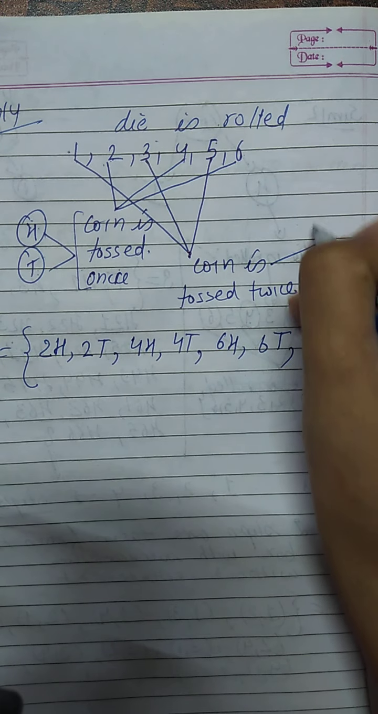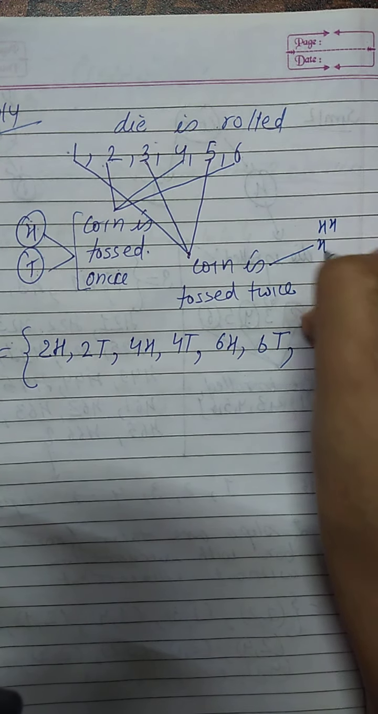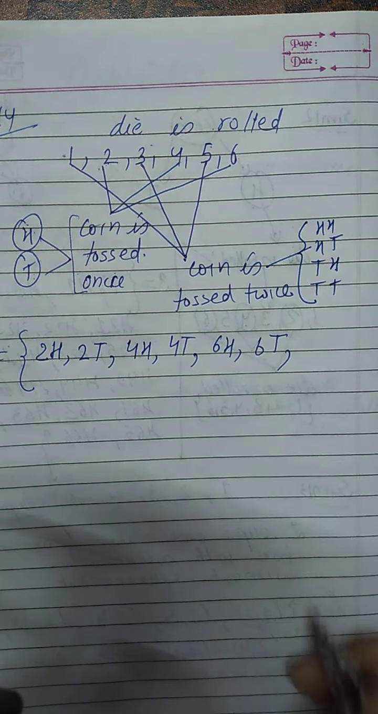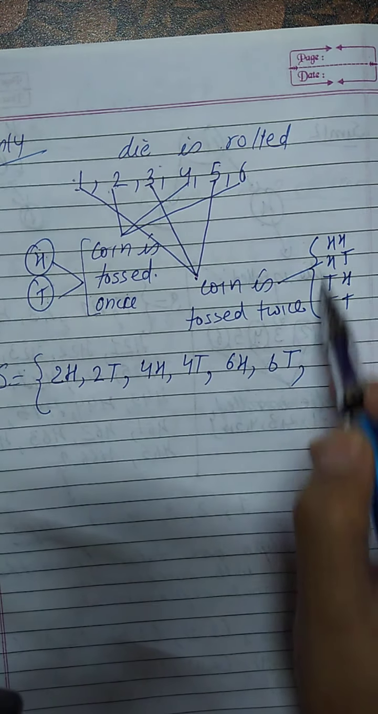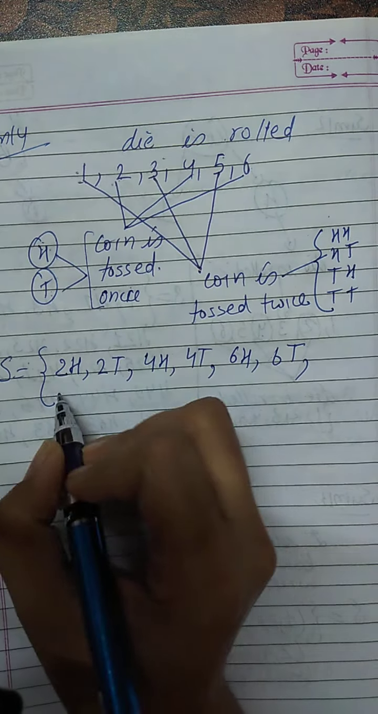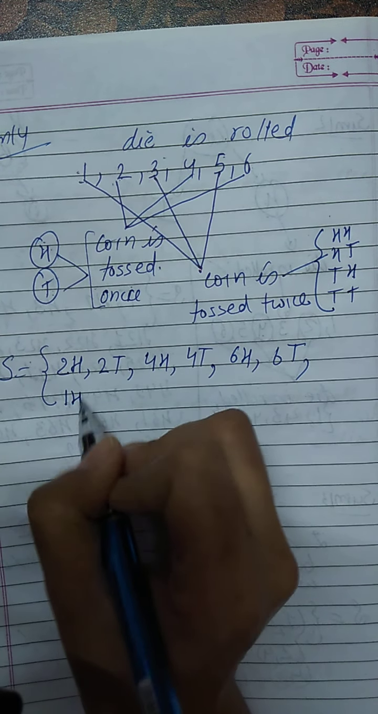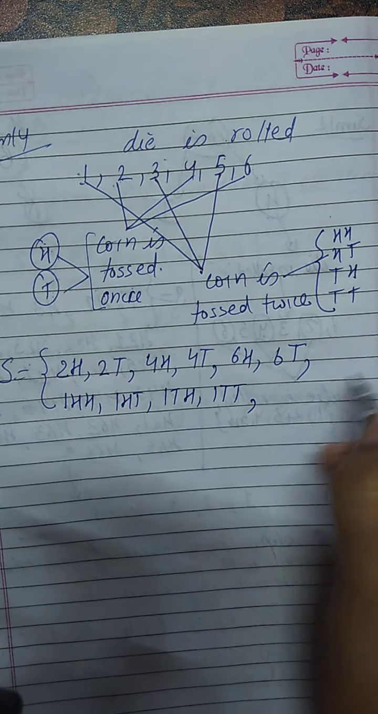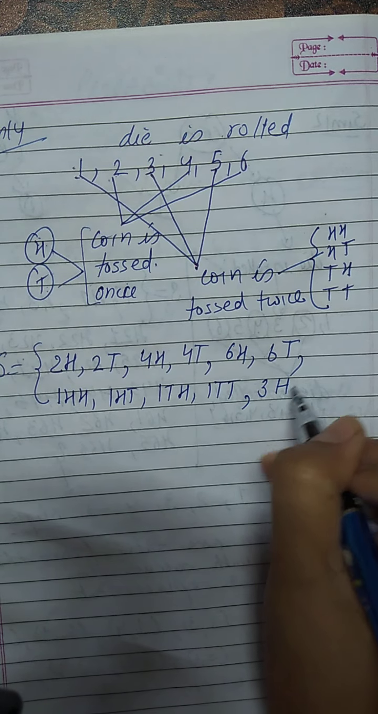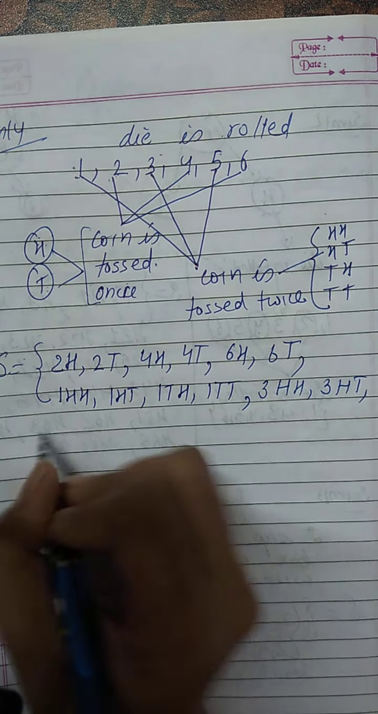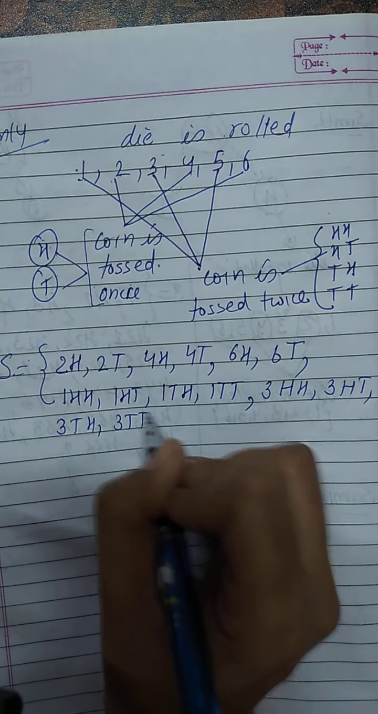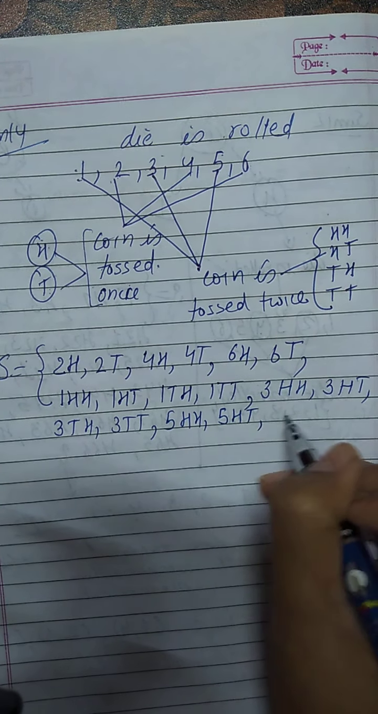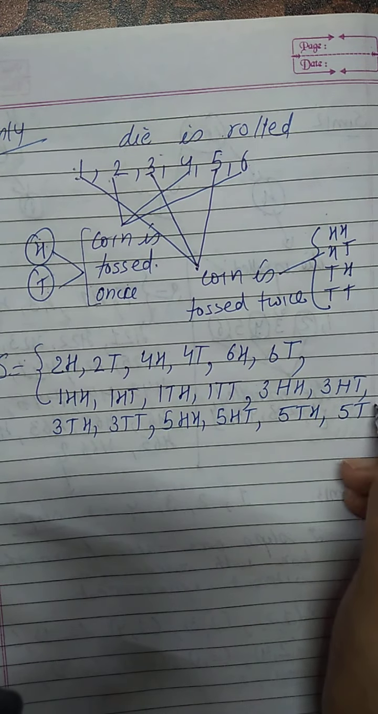When a coin is tossed twice, it can be head head, head tail, tail head, or tail tail. So with 1, 3 and 5, these 4 outcomes are possible. How will we write them down? It will be 1HH, 1HT, 1TH, 1TT. Then with 3 we will write 3HH, 3HT, 3TH and 3TT. And with 5, 5HH, 5HT, 5TH and 5TT.